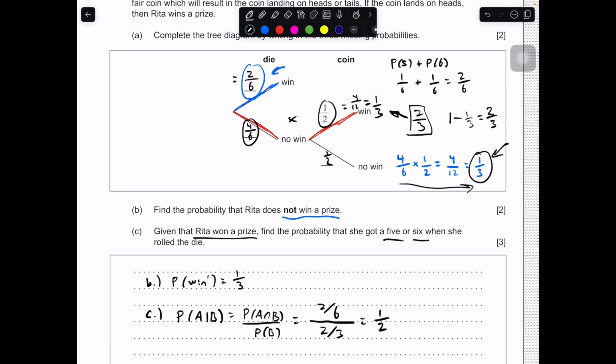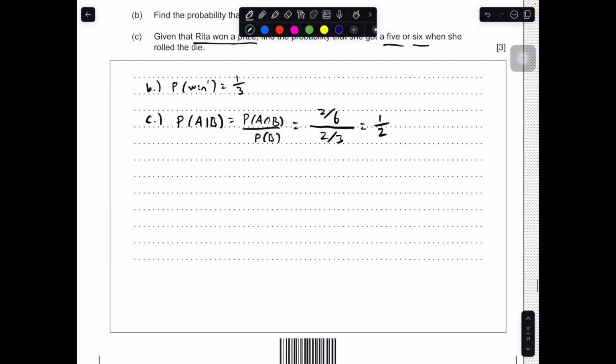And this is, of course, 1/3 as well. So half of the time. Total way she wins 2/3 of the time. What fraction is her winning just by rolling the dice? Well, 2/6 out of this 2/3 of the time she wins by rolling the dice.